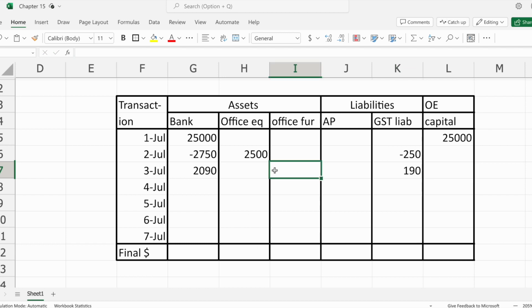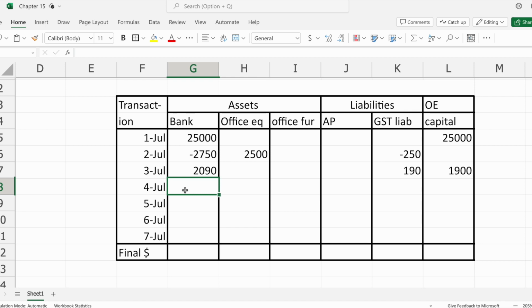Now, in order to complete the full equation, we must have $1,900 go somewhere. That remaining amount is not a liability because you're not owing it to someone. In fact, it's the surplus that's left in your bank. So that would just go in the owner's equity as a form of capital. Now we'll go through the 4th of July.